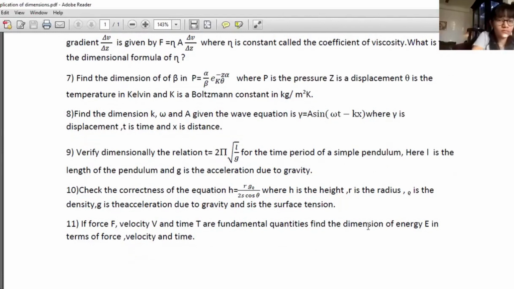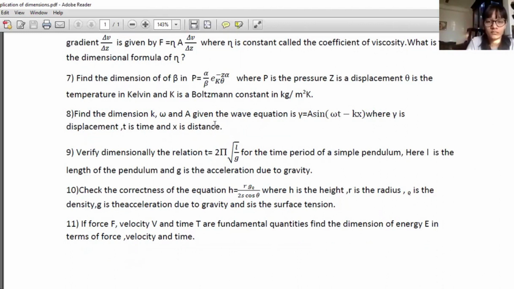Find the dimension of k, omega, and A given in the wave equation, where y is equal to A sine(omega t minus kx). Here y is the displacement, t is the time, and x is the distance. So how do you do that?